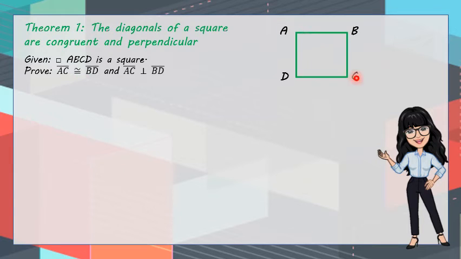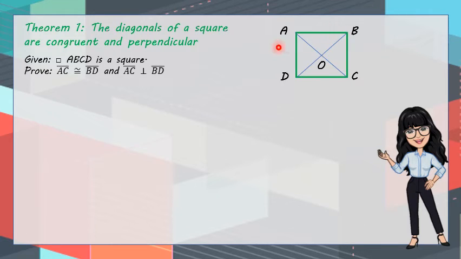AC here will be the diagonal, and then BD here is also a diagonal. So we need to prove that these two diagonals are congruent, and also AC must be perpendicular to BD. So the two diagonals are perpendicular. So we will be proving two things. We will be proving the congruency of the diagonals as well as the perpendicularity of our diagonals.